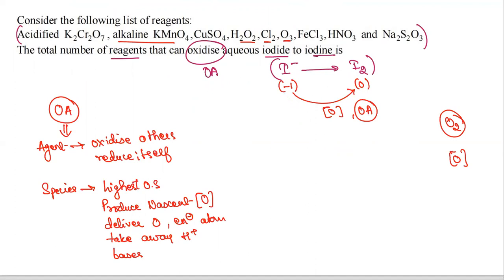So ozone, you might know, is a very good oxidizing agent. This is my sixth one, ozone. Why is it a good oxidizing agent? Because ozone is very unstable, especially in the troposphere. So it may easily get converted to an oxygen molecule and a nascent oxygen.